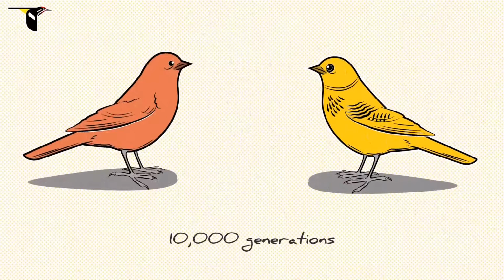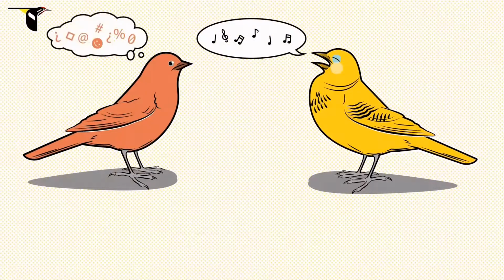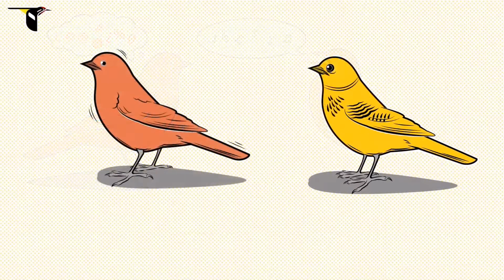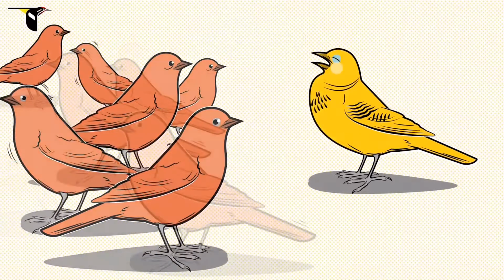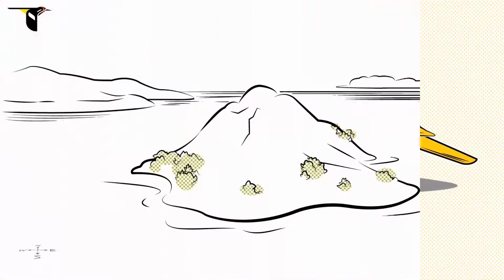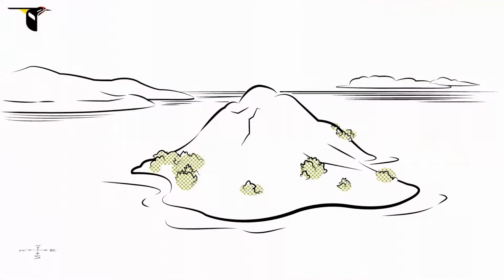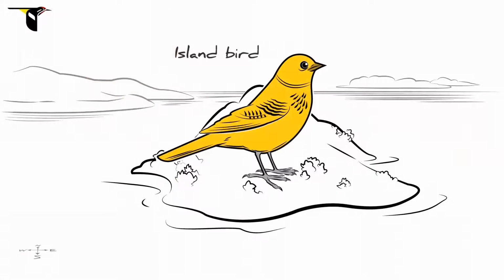What if we fast forward again to 10,000 generations of isolation? This time, the female doesn't even recognize the male song and is completely uninterested. If this female's mating preferences are widespread in the population, we now have two bona fide species, mainland and island.